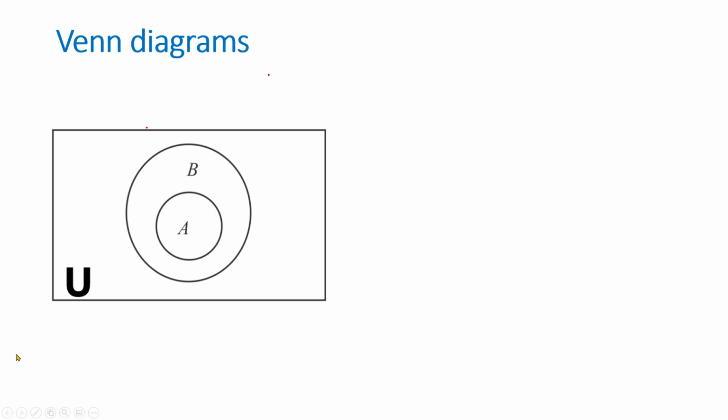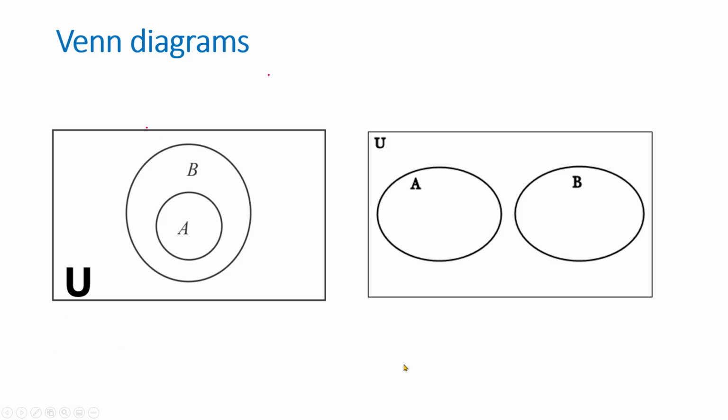In this case, we see that set A is completely within set B. This would mean that set A is a subset of set B. And of course, both sets A and B are subsets of U. Or a Venn diagram can look like this. A and B are both subsets of U, but they are separate sets.